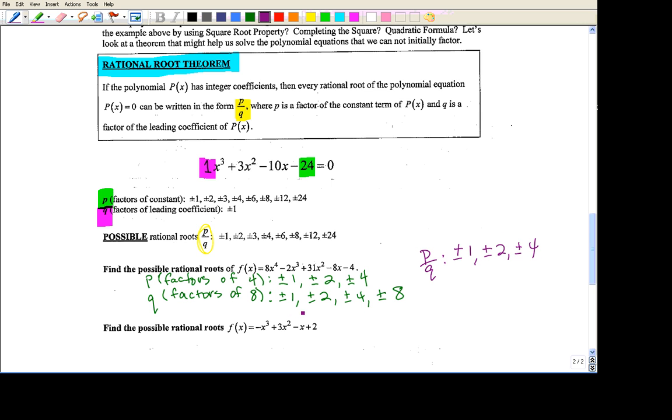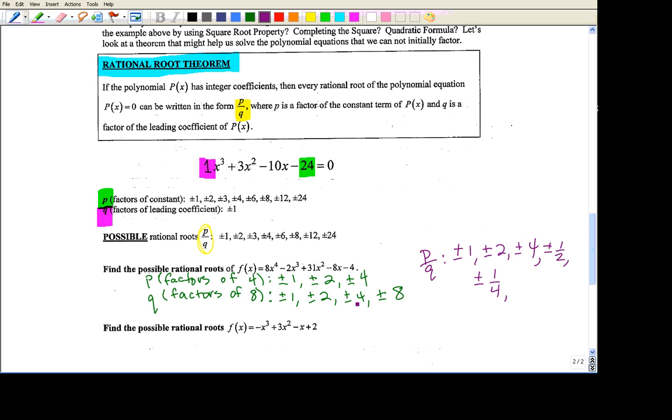Now if I divide each thing by 2, so 1 divided by 2 is plus or minus 1/2. 2 divided by 2 is just 1, and we've already got that one. And 4 divided by 2 is 2, and we've already got that one as well. Now let's divide everything by 4. So 1 divided by 4 is plus or minus 1/4. 2 divided by 4 reduces to 1/2, and we've already got that one. And 4 divided by 4 is just 1, and we've already got that one as well.